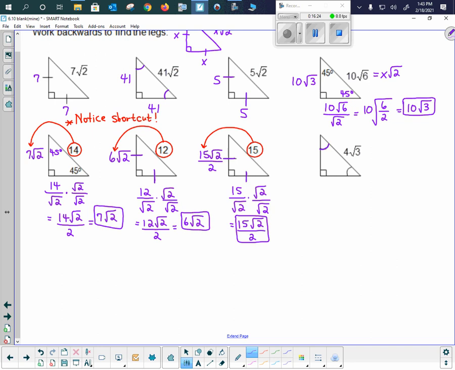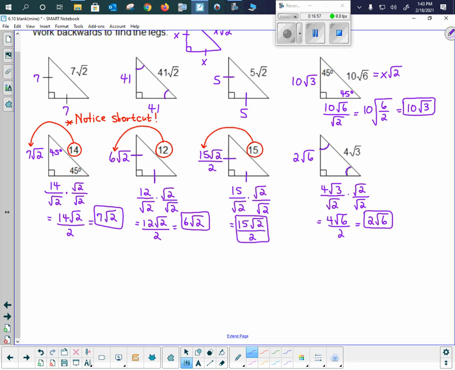Last one. Here's the reason it's a 45, 45, 90. We need to take the hypotenuse and divide by root 2. Rationalize by multiplying by root 2 over root 2. And we will get 4 root 6 over 2. And the 4 halves reduces to 2. So 2 root 6 would be our answer for that leg. And this leg as well would be 2 root 6.